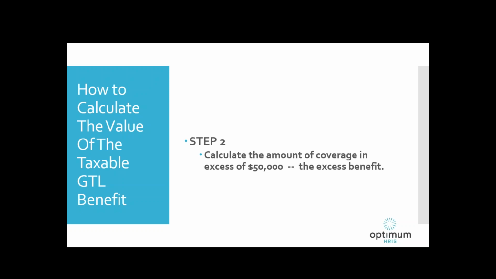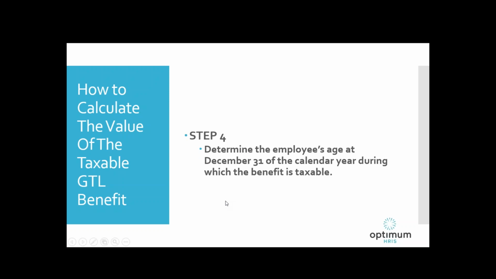So after you have determined how much group term life coverage an employee has, the next step is to calculate the amount of coverage in excess of $50,000. What is the excess benefit, or the amount of group term life over $50,000? Then divide that excess amount by $1,000. You need to know how much the benefit costs per $1,000, because remember, the universal premium table lists premiums per $1,000 for each age range. And then the next step is to determine the employee's age at December the 31st of the year when the benefit is taxable. Remember, this is a life insurance benefit, so it depends on the employee's age. Younger is cheaper.